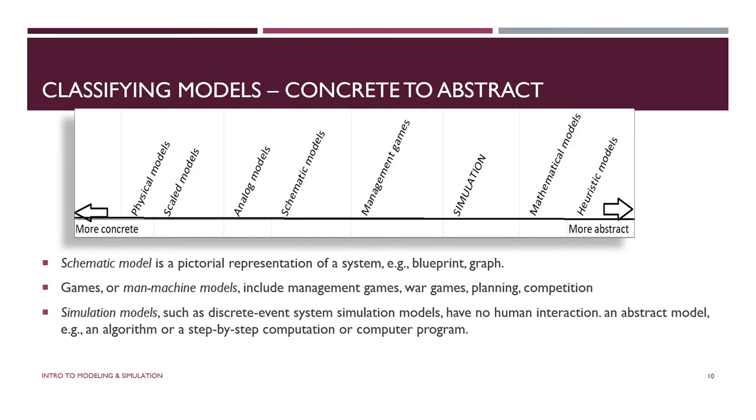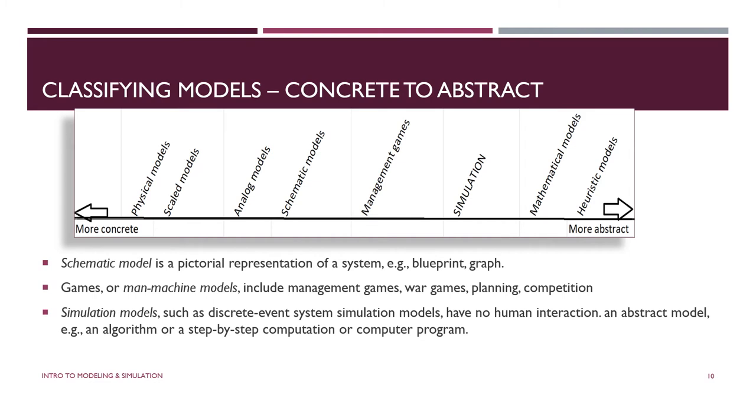Continuing along this classification scheme from concrete to abstract, we have schematic models. A schematic model is a pictorial representation. So as opposed to some of the others we've seen before, a blueprint, which is a two-dimensional picture of a working three-dimensional building, is an example of a schematic model. Games: in other courses, if you've been in a business program, you've probably had different kinds of management games, ethics games, venture capital games. They're sometimes called man-machine models because a human being is interacting with the model. The model doesn't run by itself. It waits for human interaction. And just like the games that we're so familiar with, role-playing games are a part of this as well.